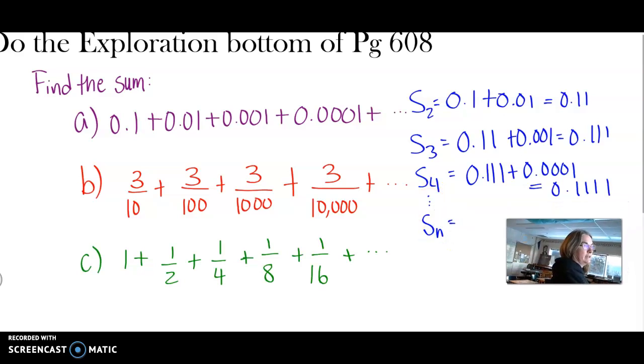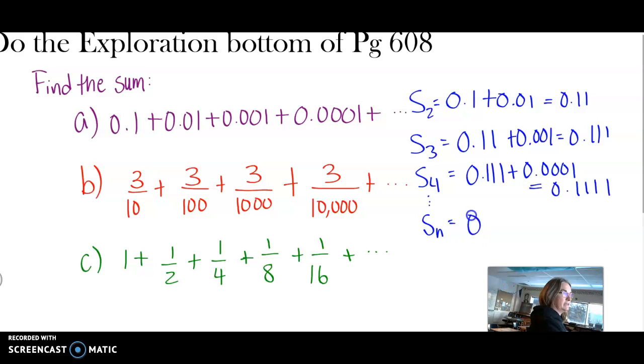So if we take this out to infinity, what's going to happen? Well, let's go to s sub n. S sub n is going to be 0.1111 with n ones. I'm going to have a list of n ones here. If you go out to infinity, the sum of the first n terms is converging upon 0.1 repeating. So therefore, the series converges, and it converges to 0.1 repeating.